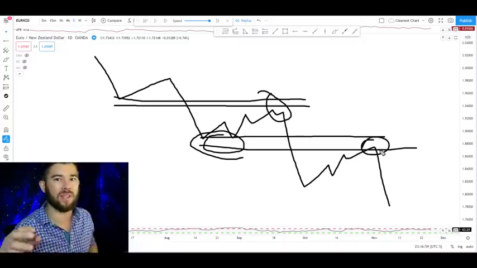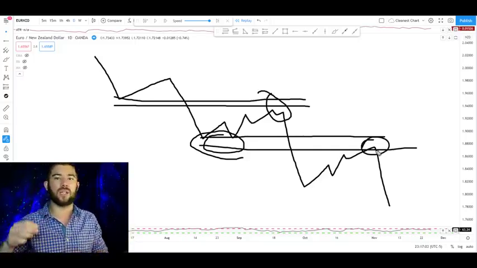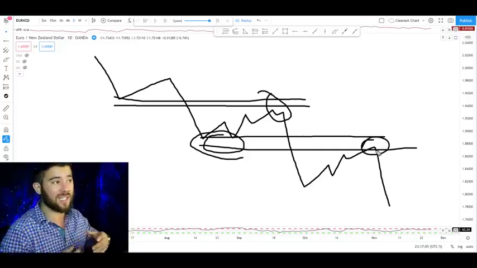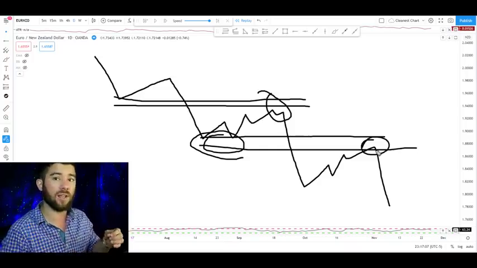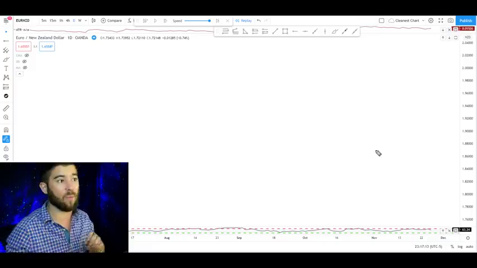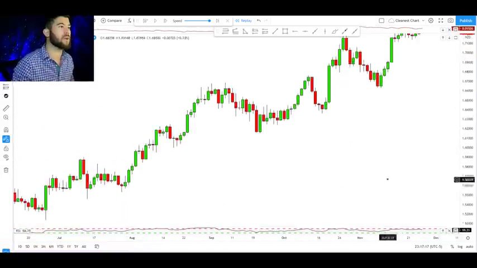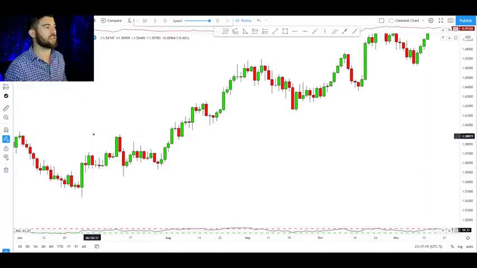We're going to talk about how we enter trades later on in the video. But what you need to know right now is using structure, support, and resistance for entry levels in a trend continuation model and in a trending market goes like that. And what we're going to do now is take a look at this on live chart data. Here we are on that same Euro New Zealand chart.